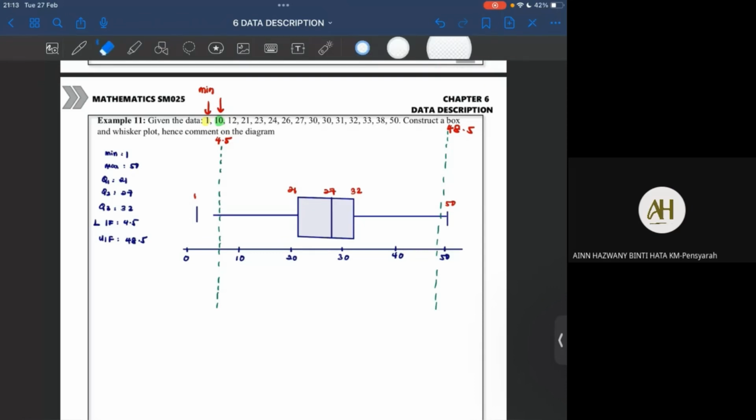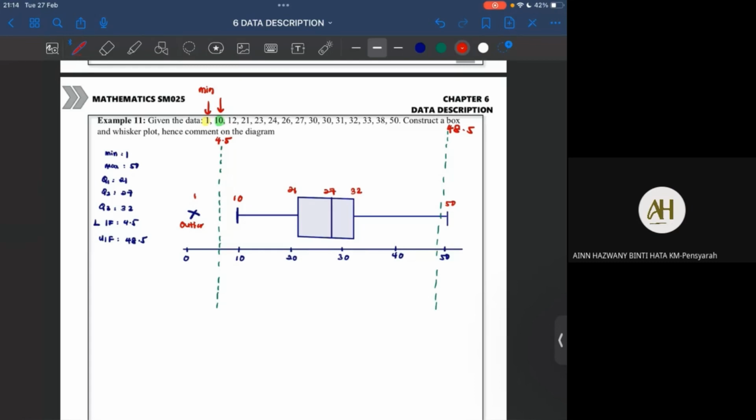So kita akan labelkan dia sebagai outlier. So kita markkan 1 sebagai outlier. So 1 dah bukan minimum. So we are going to take the next value which is 10. Dan itu akan jadi minimum kita yang seterusnya. So kita labelkan dia ke sini. Okay, so kita kena ubah sikit lah. Kita kena alter kita punya box and whisker plot kita ni. Okay, so this is going to be our next minimum 10.